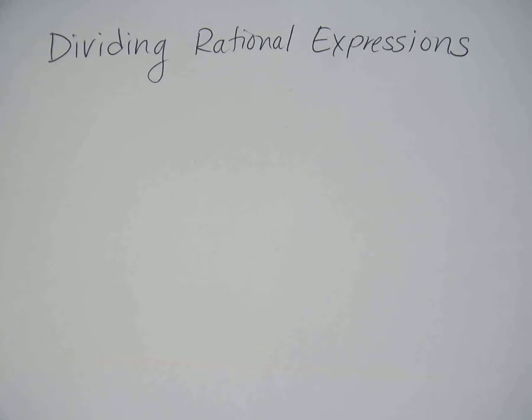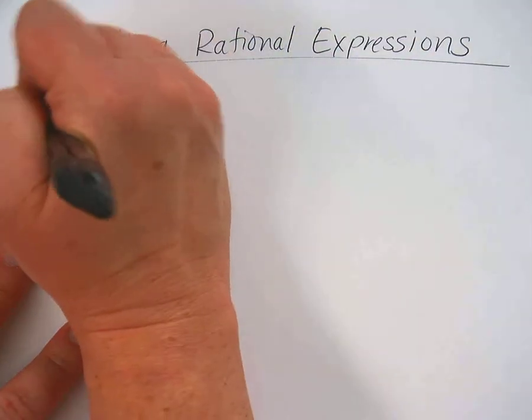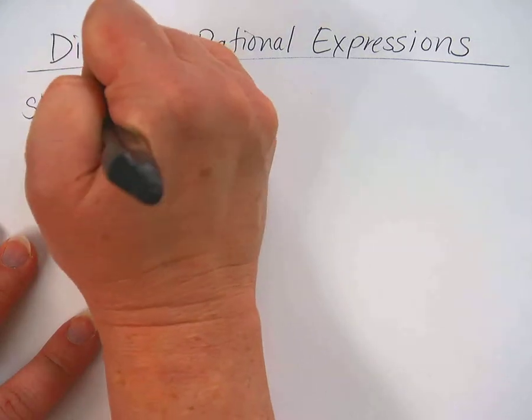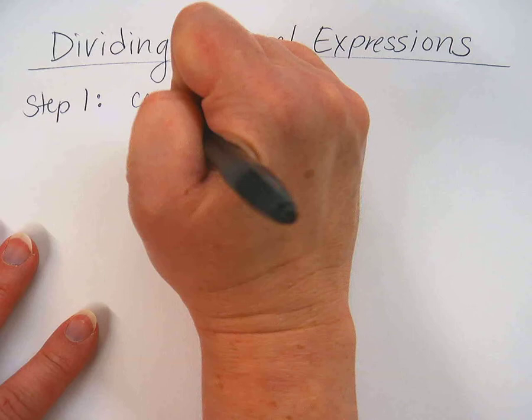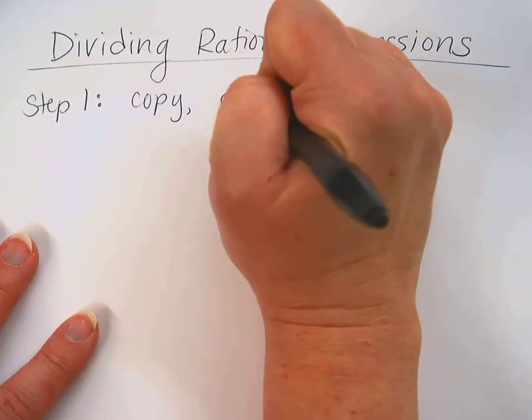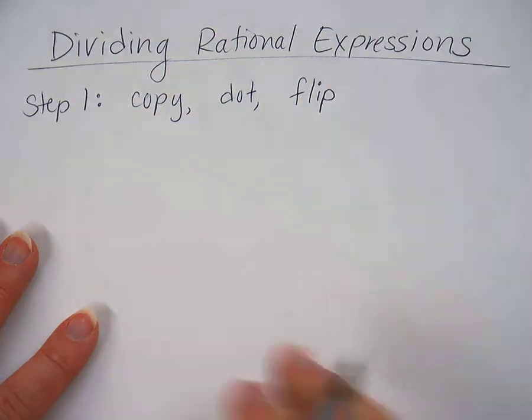Done. Now let's learn to divide rational expressions. Dividing rational expressions is just like multiplying rational expressions, except we have one extra step at the beginning. And the extra step at the beginning is what I like to call copy dot flip. This is more of your notes. This won't take very long.